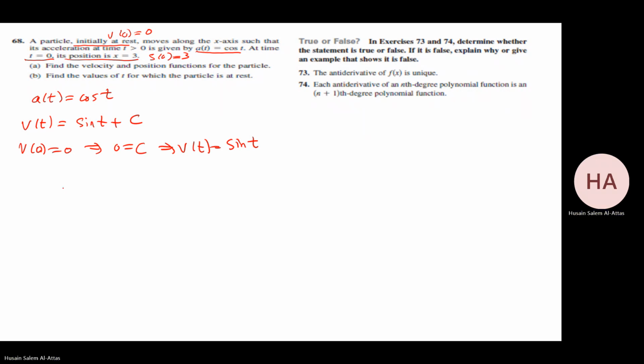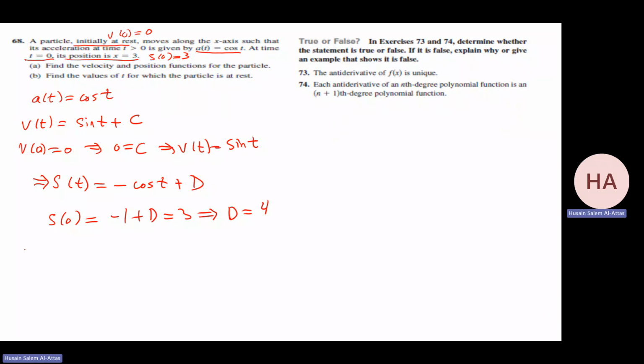Now x of t will be minus cosine t plus another constant d. s at 0 will be minus 1 plus d equal to 3. So d equals 4. So my function s of t equals minus cosine t plus 4.